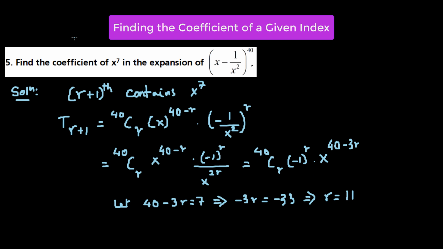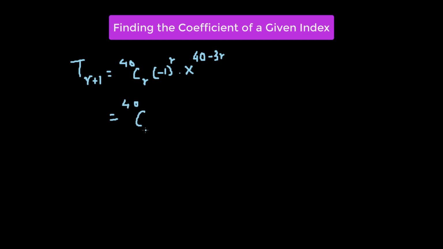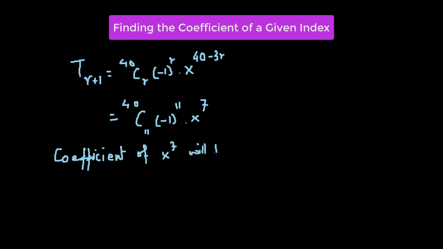Now we replace the r value into the general term, so this is t r plus 1. So we replace r by 11, and that should give us negative 1 raised to the power of 11 times x raised to the power 7. So the coefficient of x to the power 7 will be negative 40C11. The negative is coming because negative 1 raised to the power of 11 is a negative number. So that's it.